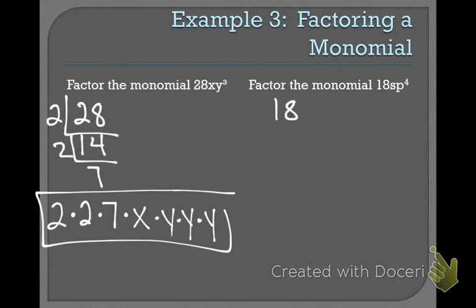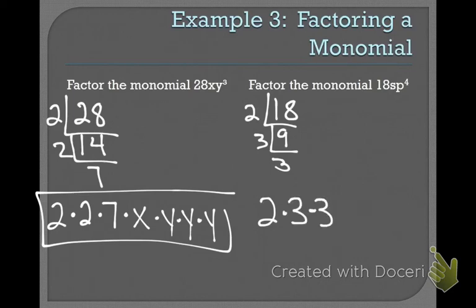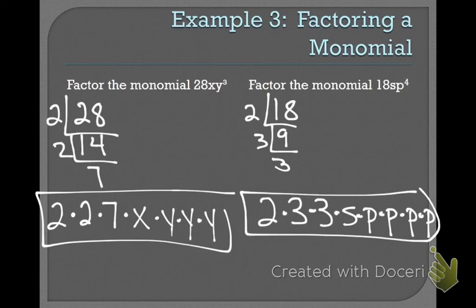So we factored 18: 2, 3, and 3. Did y'all get that? 2 times 3 times 3. All right, say the rest with me: times s, times p, times p, times p, times p. Awesome. Why did I do 4 p's? Because it's p to the 4th. Yeah, very good. So now I've factored that monomial. All right, and if you understand that, that's everything you need to know for 4.1.